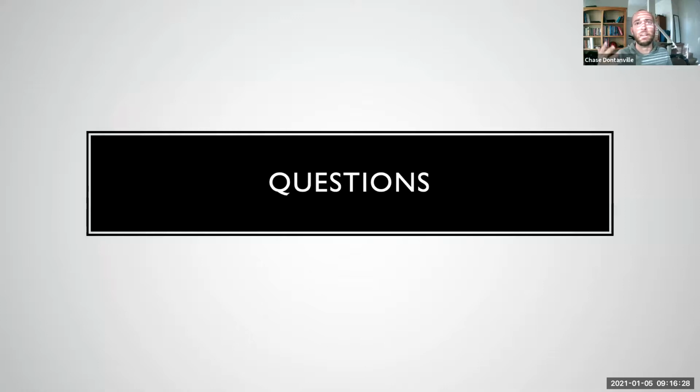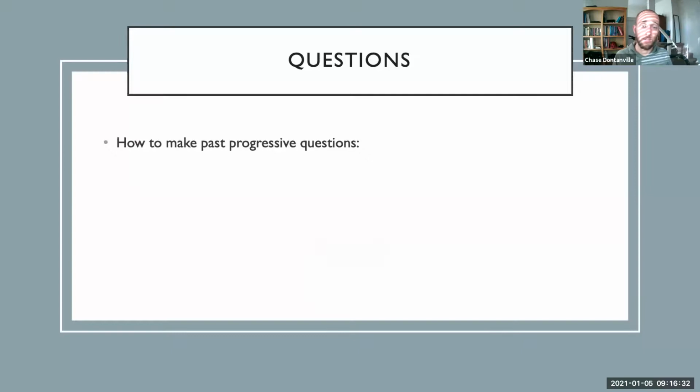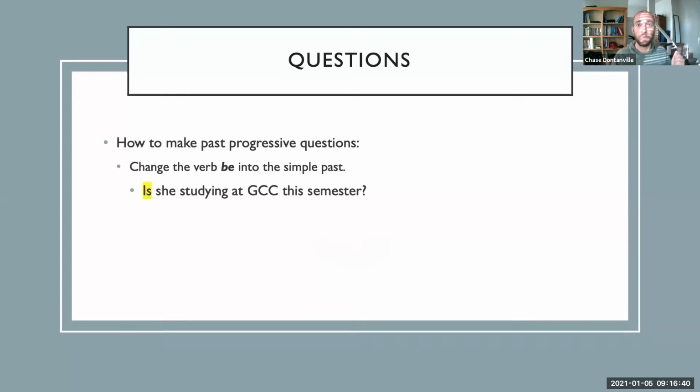Okay, let's look at making questions with the past progressive. How do you make a question with the past progressive? Very easy. You change the verb be into the simple past. So here is a present progressive, present continuous. Is she studying at GCC this semester? Yes, she is, or no, she isn't.